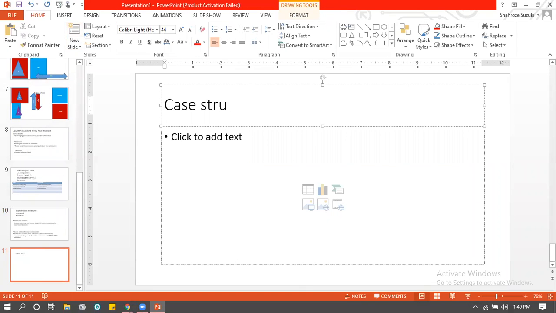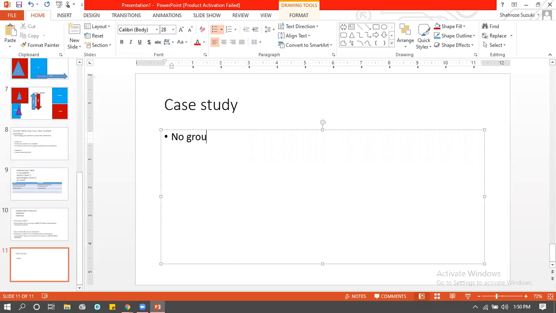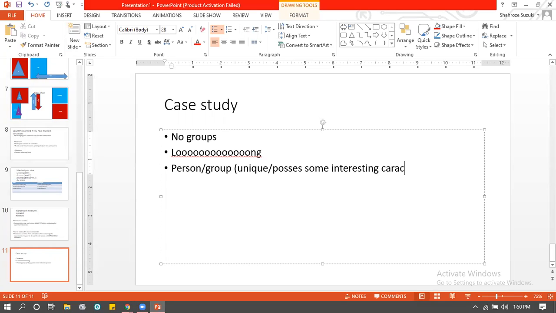Case study. No groups. A case study happens for a long amount of time. You can study a single person or you can study a group. Doesn't matter. The only requirement is they should be unique or should possess some interesting characteristics.